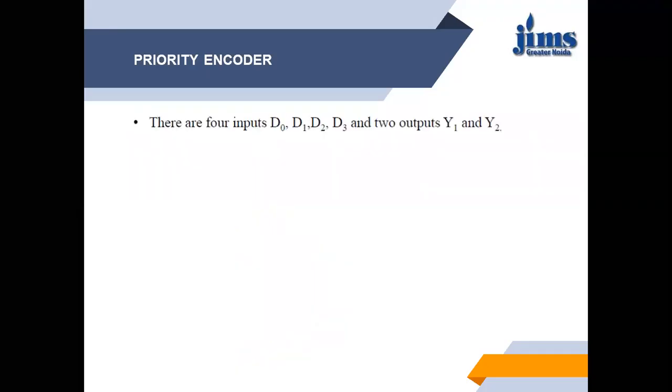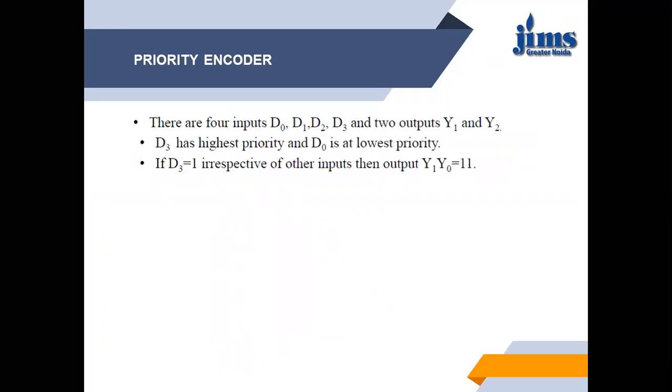So there are 4 inputs D0, D1, D2, D3 and 2 outputs Y1 and Y0. D3 has the highest priority, and the others follow in decreasing order. Suppose D3 is 1, then irrespective of the other inputs, the output should be 1, 1. So this is the process. Here it is wrongly written; it should be Y1 and Y0.